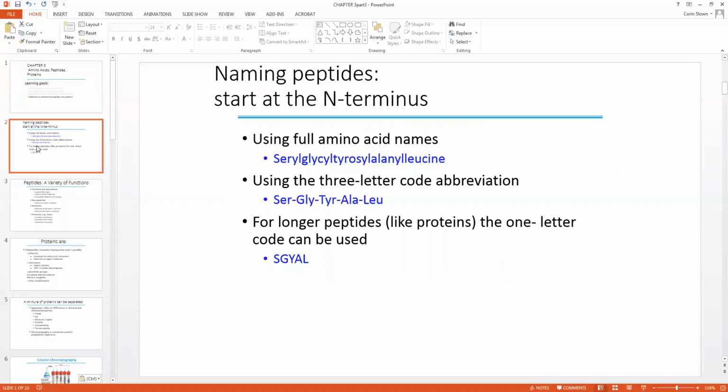So if we think about how we name peptides, you're always going to start at the N-terminus. If we were to use their full amino acid names, that gets kind of clunky and becomes less useful. So typically we're going to refer to peptides by their 3-letter code abbreviation, or if it's a longer peptide, sometimes we'll use our 1-letter code.